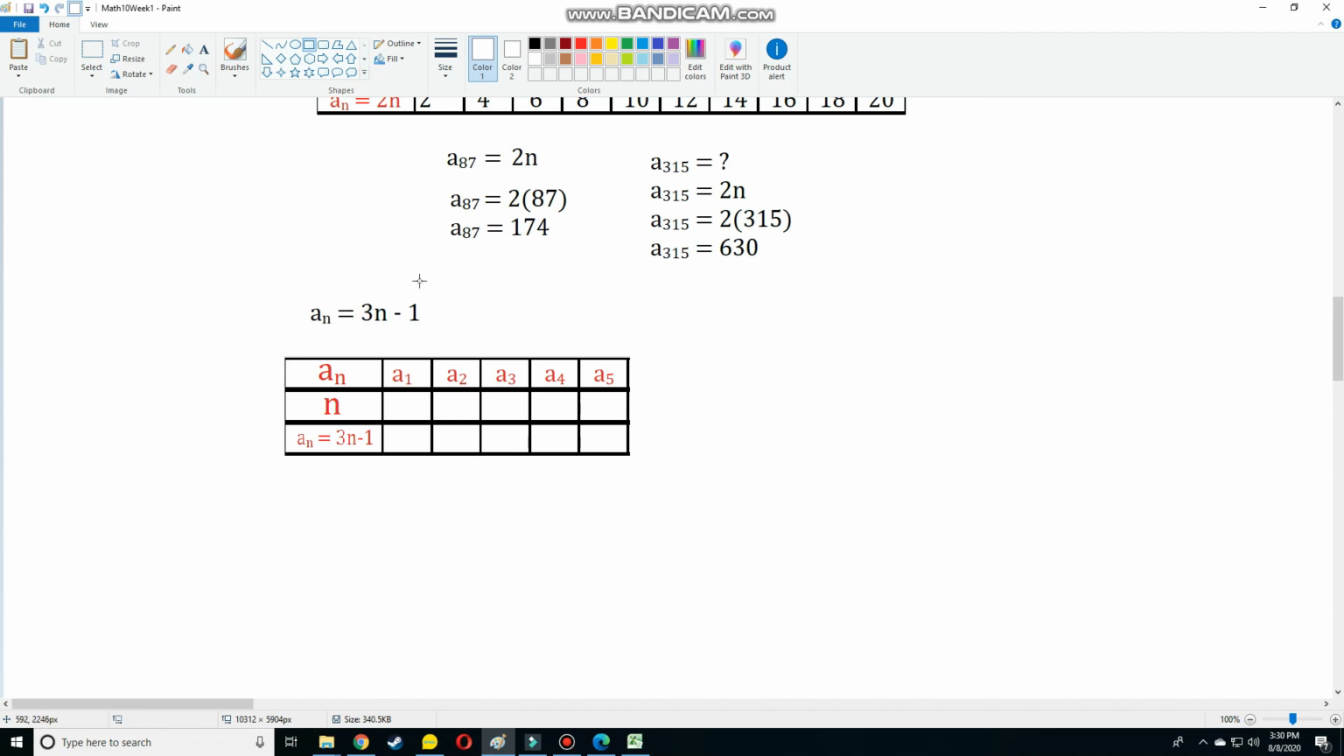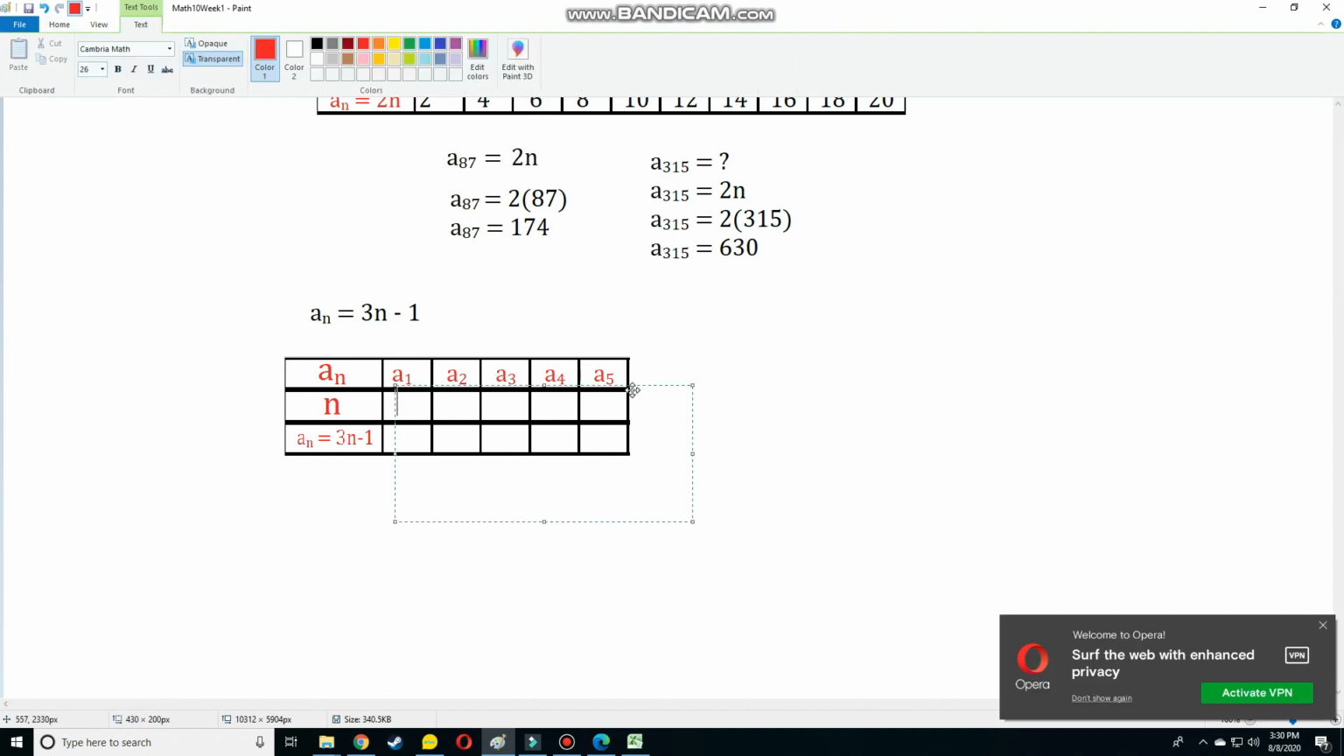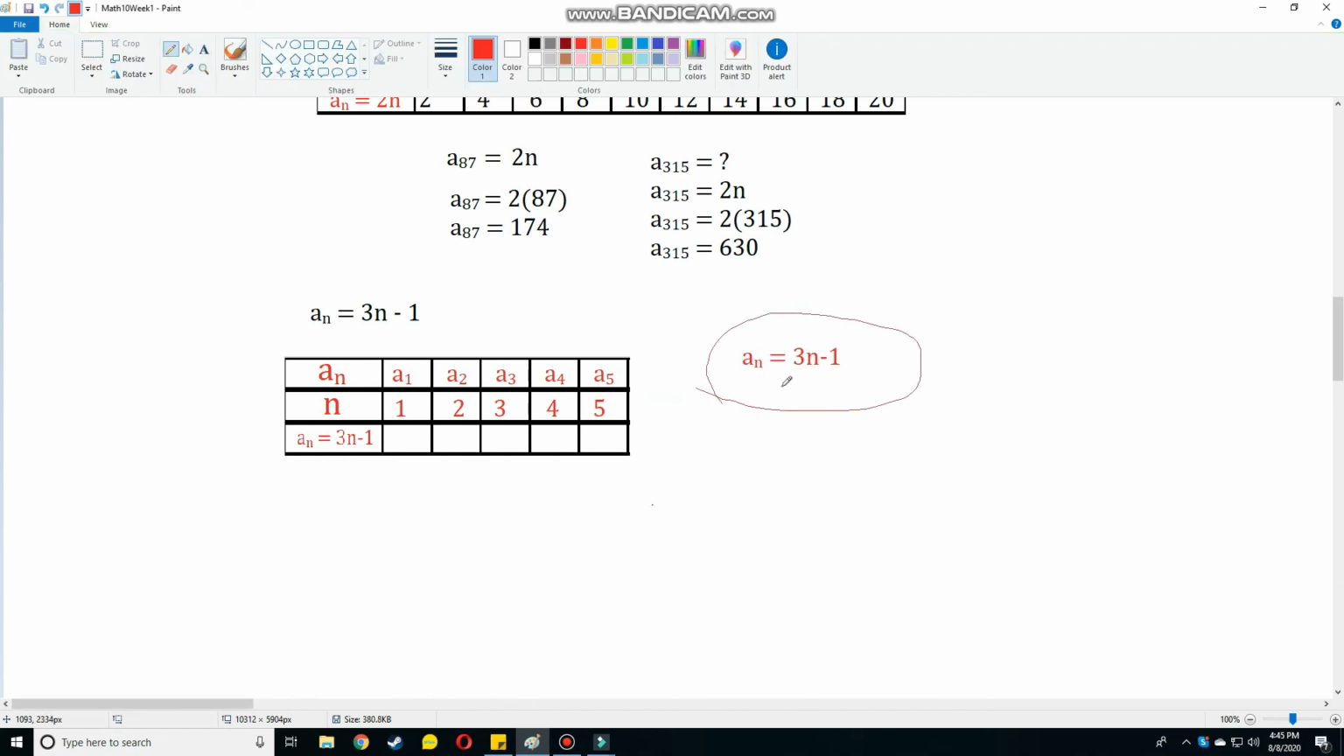Now let's try. Let's use red, n. For the first term, n would be 1. For the second term, that would be 2. For the third term, 3. For the fourth term, 4. And for the fifth term, 5. Let's use our mathematical rule in generating the first 5 terms of this sequence. Let's try to substitute.